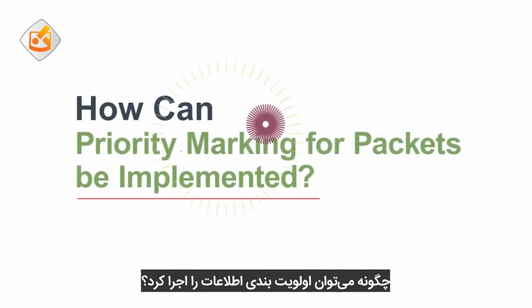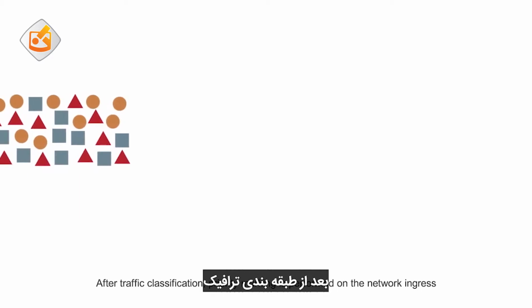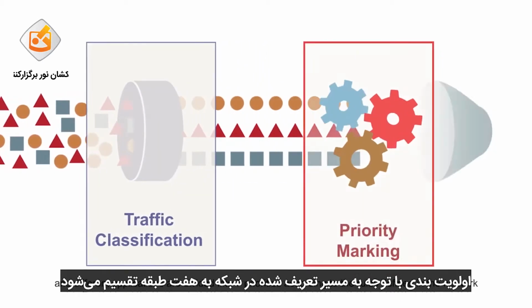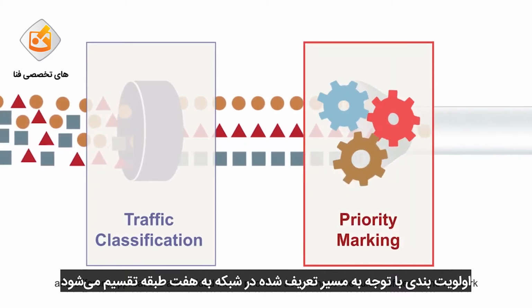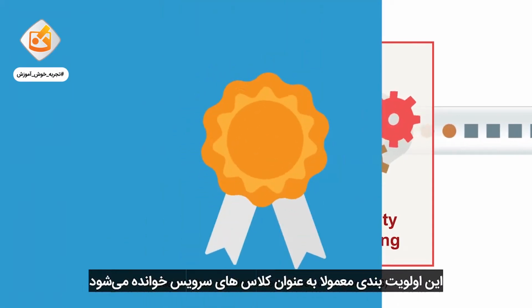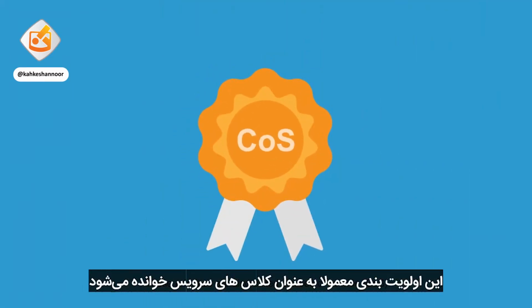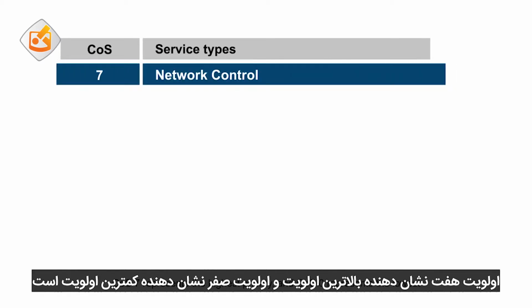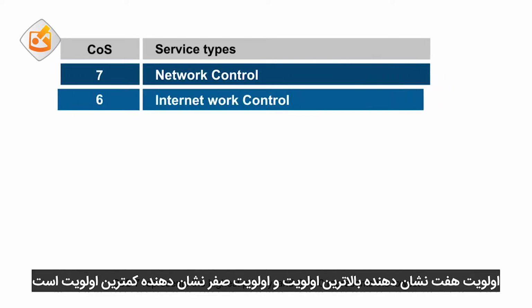How can priority marking for packets be implemented? After traffic classification, priority marking is performed on the network ingress, and different applications are divided into 7 priorities according to the rules defined in the network. These priorities are also called classes of service. Class 7 represents the highest priority, and Class 0 represents the lowest.